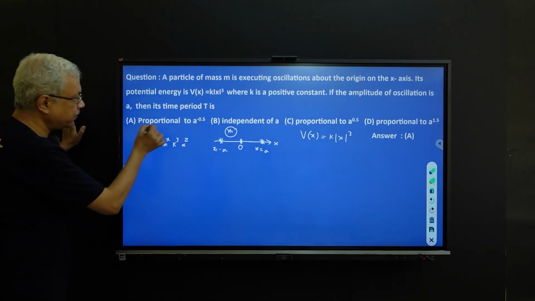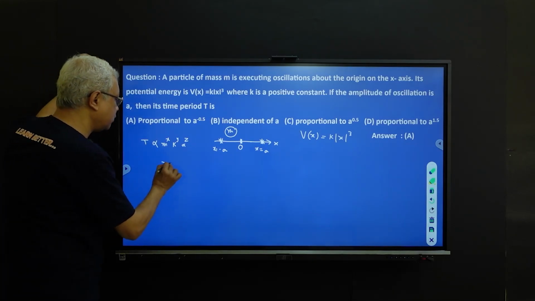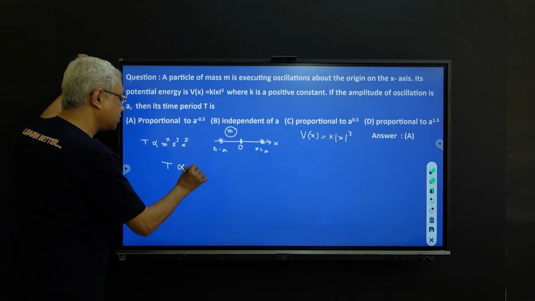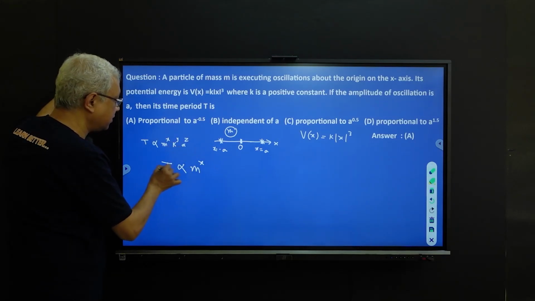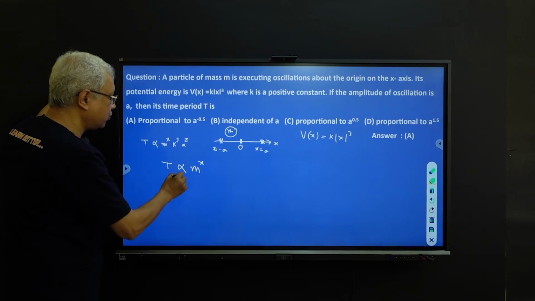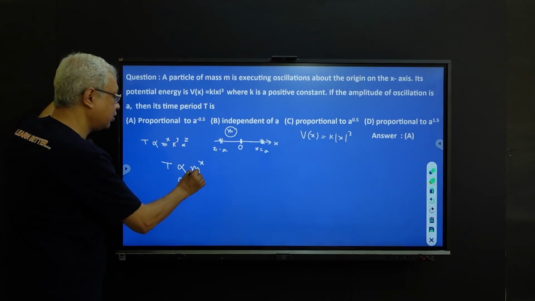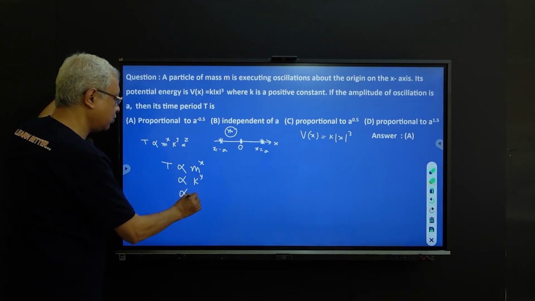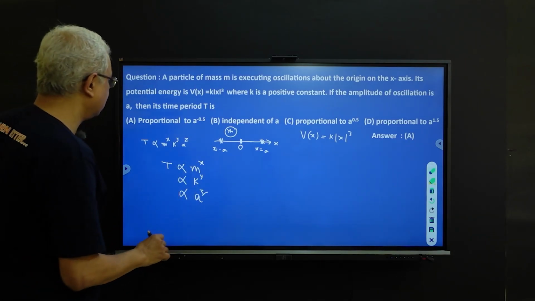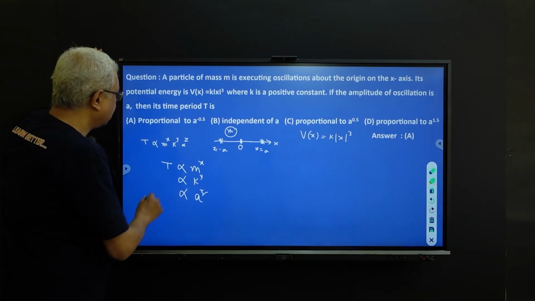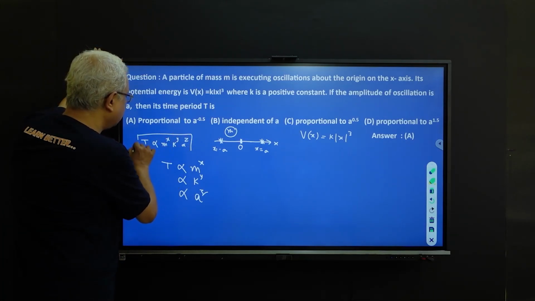Let us assume that the period of oscillation is related to mass, k and amplitude by this relation. T is proportional to m to the power x, T is proportional to k to the power y, and T is proportional to amplitude to the power z. x, y, z are numbers which are to be determined. This is the standard dimensional technique we use.